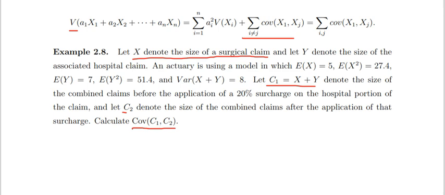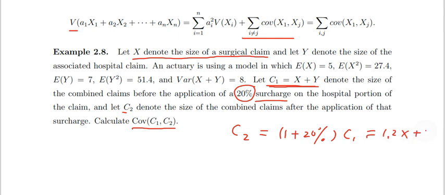So C1 is the original total cost, but we have, let's say, a 20% surcharge. So what is C2? C2 actually equals C1 times 20% surcharge, meaning the original charge plus 20%, or just 1 plus 20% of C1. Or this just equals 1.2x plus 1.2y.